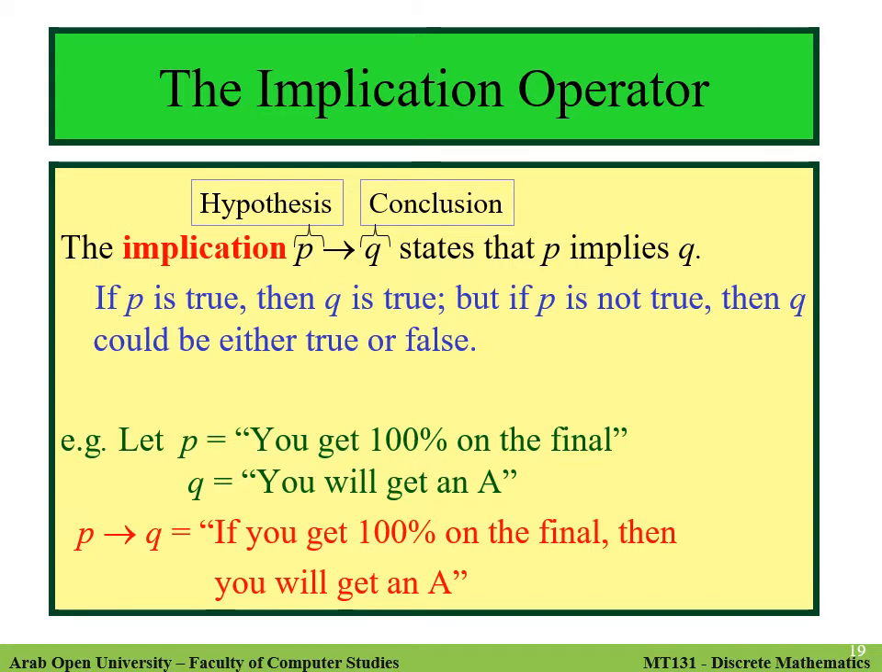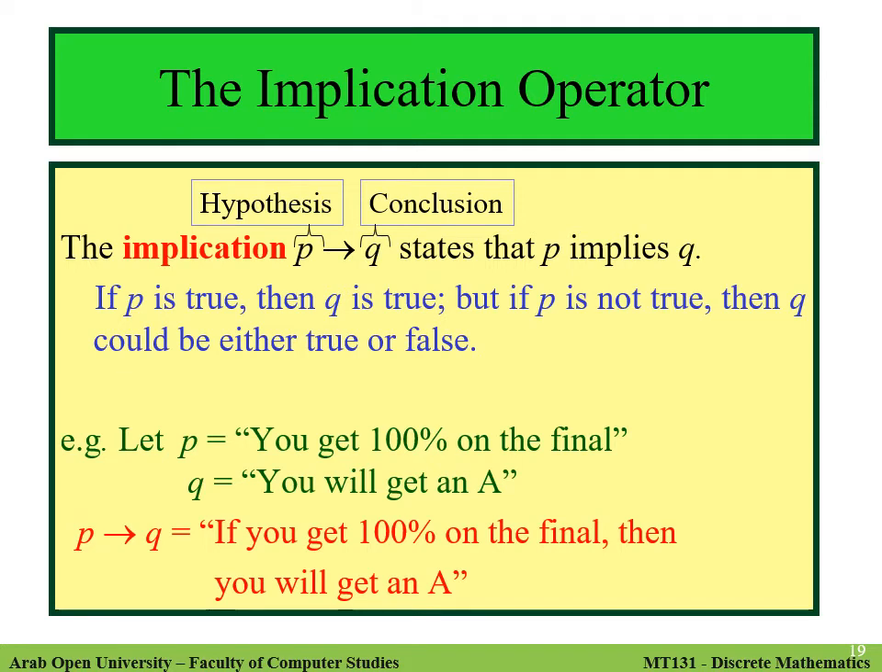What that means, as a compound statement, is you are saying if P is true, then Q is true. If the hypothesis is true, then the conclusion is true. Now the statement does not tell us what happens if P is not true. And if P is not true, then Q can still be true or false. And we will look at examples of implications.